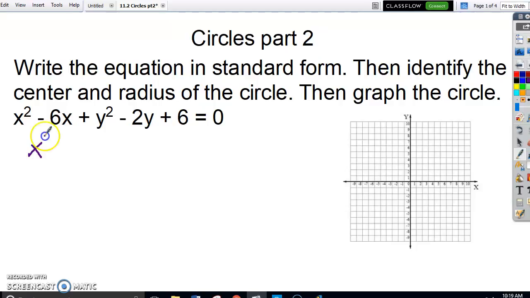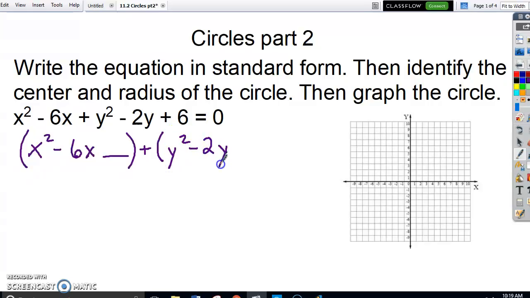So we're going to have x squared minus 6x. We're going to leave a space and put that in parentheses. Plus y squared minus 2y, leave a space, and then to move 6 to the other side we have to subtract it, so we have equal to negative 6.